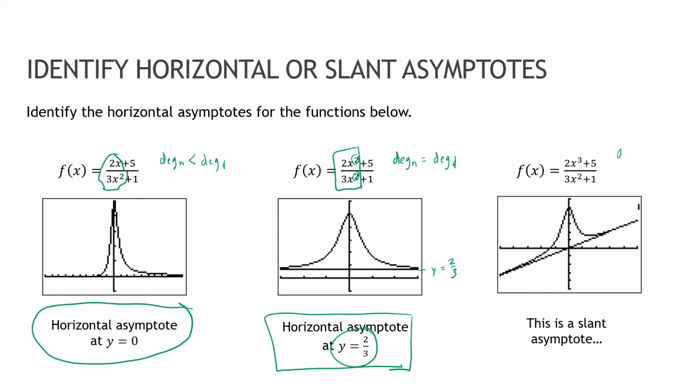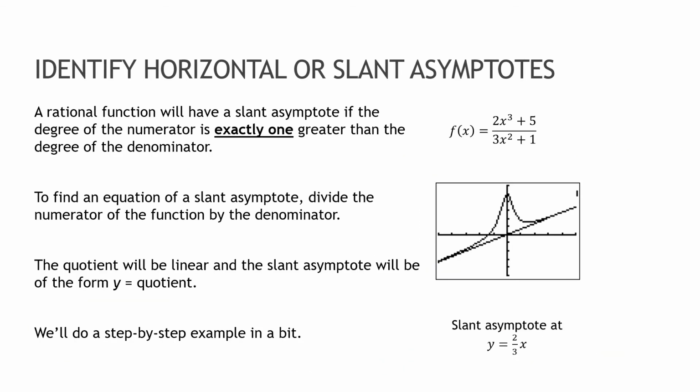If the degree of the numerator is greater than the degree of the denominator, which is what I have here, 3 on top, 2 on bottom, this is a slant asymptote. So let's talk about those. You will have a slant asymptote if the degree of the numerator is exactly 1 greater than the denominator, so 3 and 2, that's 1 greater. And essentially what we're going to do is divide to find the slant asymptote, and I'm going to show you. In this case, I'm just telling you it's y equals 2/3 x.